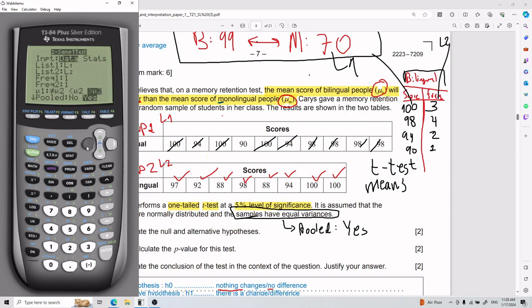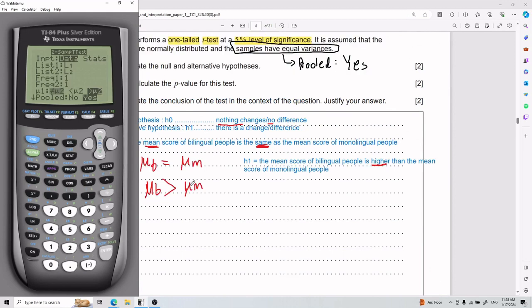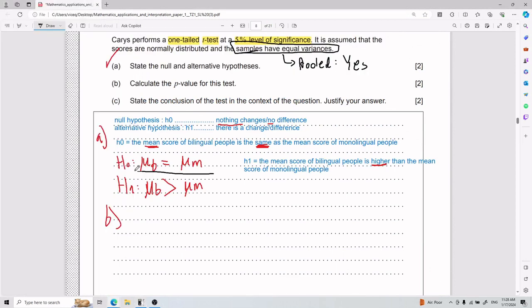This last part here is literally your alternative hypothesis. My alternative hypothesis was that μB, right? μB is greater than μM. Now, I have to be consistent. Which one of these is L1 and which one of these is L2?